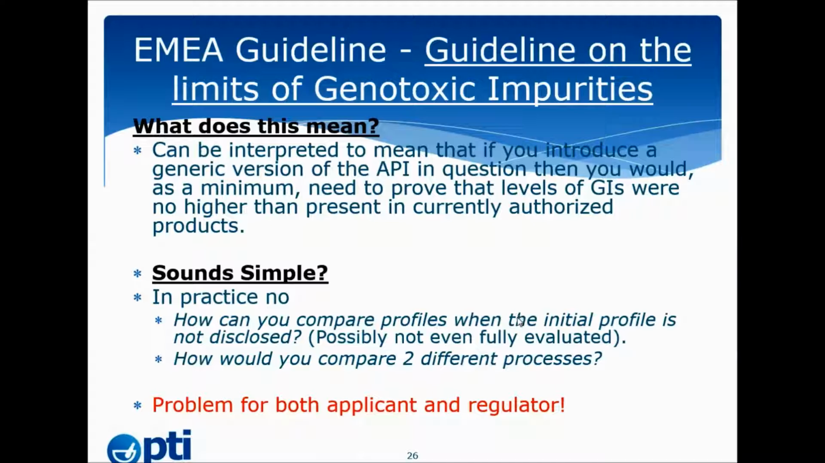How can you compare the profiles, particularly when the initial profile is not disclosed? In fact, the initial profile may not even be known, for instance, if it's a very old drug and there's no changes being made to it, the guideline doesn't apply, so why would anybody have done a mutagenic impurity risk assessment on it? So we may not even be able to do that comparison. And you could be even comparing two different processes. And so from both the applicant's point of view and the regulator's point of view, this is a well-nigh impossible task.